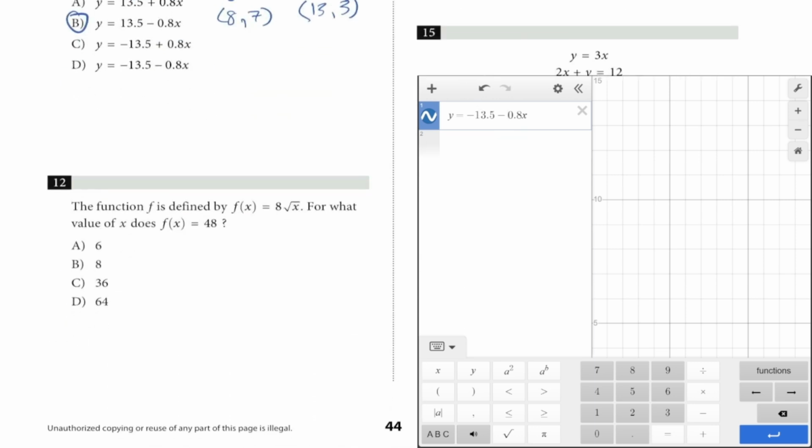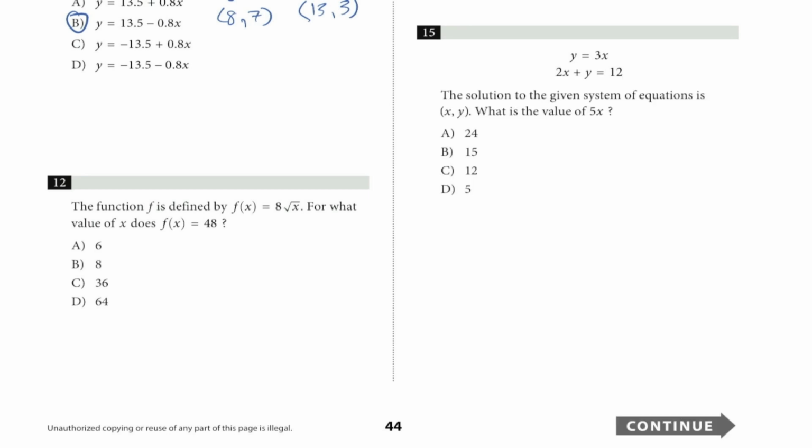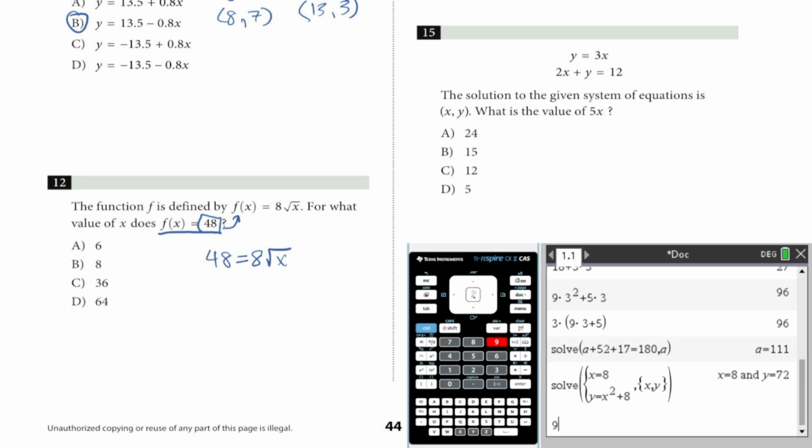All right, so that's number 11. So let's look at number 12. It says the function f is defined by f of x equals 8 times the square root of x. For what value of x does f of x equal 48? So they're telling us that f of x equals 48. So wherever we see f of x, we can replace it with 48. So I'm just going to substitute that in for the entirety of f of x. So we're really saying 48 equals 8 times the square root of x. And they're asking for the value of x. So I just made an equation, so I can now solve for x.